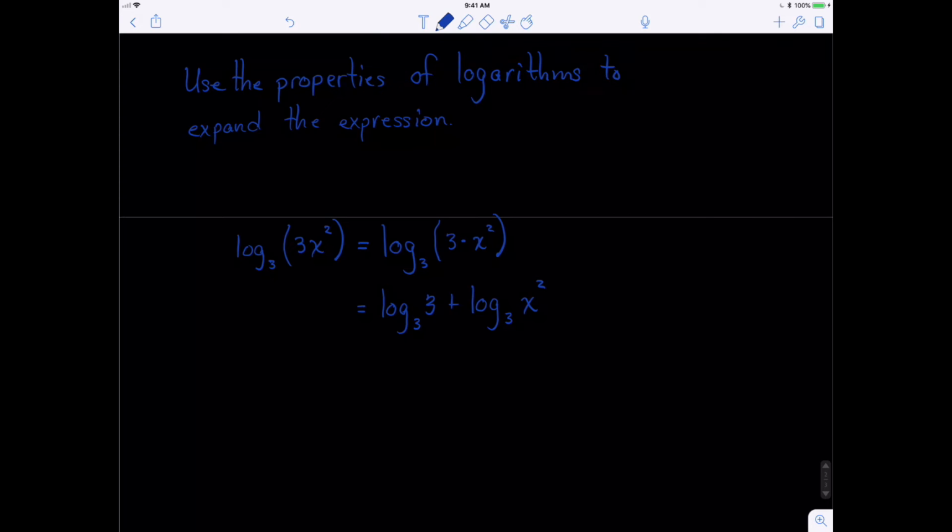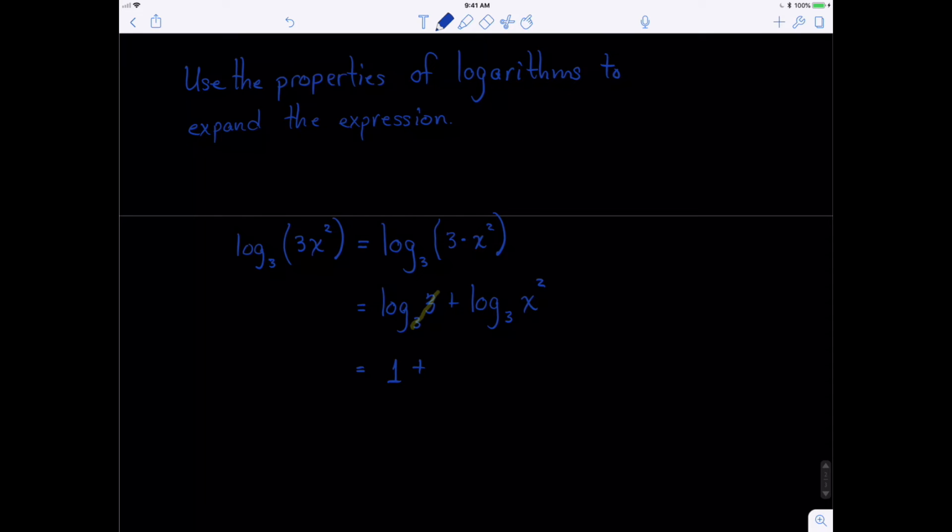Now, look at what just happened. Log base 3 of 3, when the bases match, when the base equals the argument, when these 3's are the same, the answer is always 1. So this just becomes 1 plus.